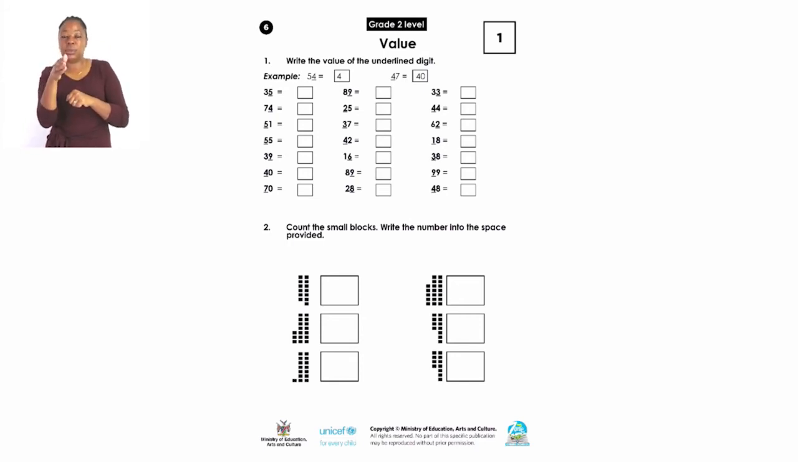And number 2 is easy as well. It says, count the small blocks. Write the number into the space provided. This one is so easy, and I know that you can do this in less than 1 minute. Let's now go to page 7.